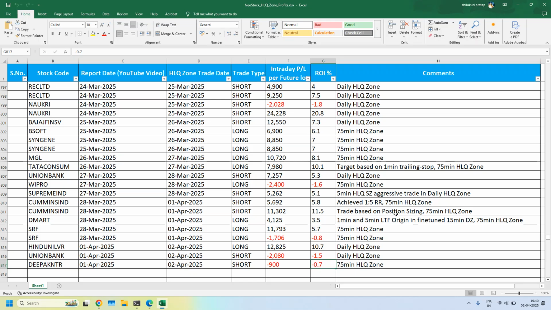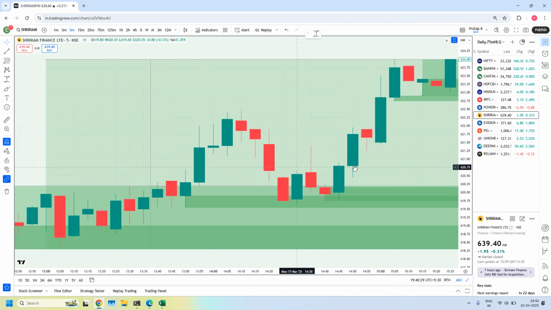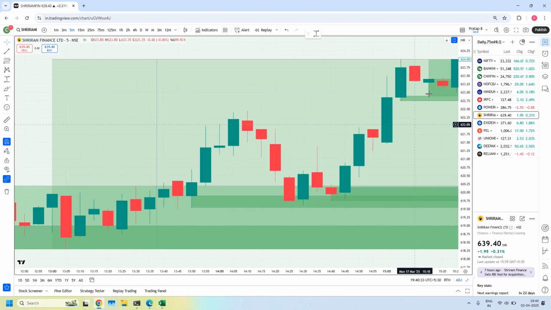If I look into the comments. Yeah, 1 minute and 5 minute LTF. Yesterday when we discussed, DMAT is a good example, right? Exactly what you have seen in DMAT, same analysis I did even in this stock, Sriram Cement also. I have a 5 minute zone. I got a doubt by seeing this weak candle. Maybe some 5 minute origin might be there.